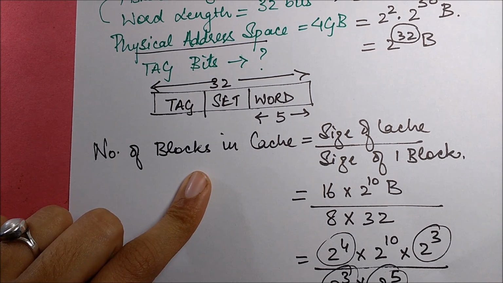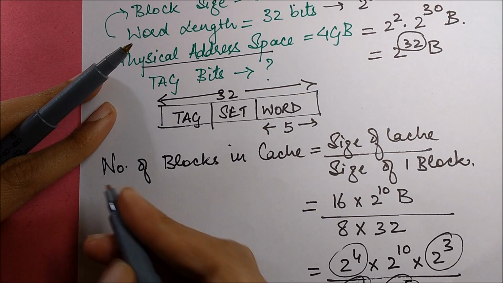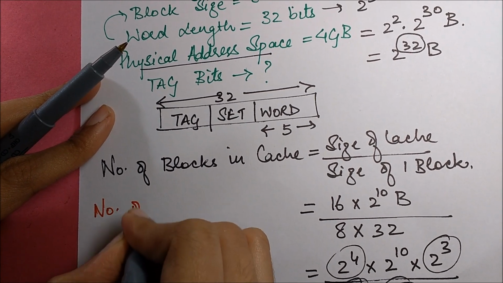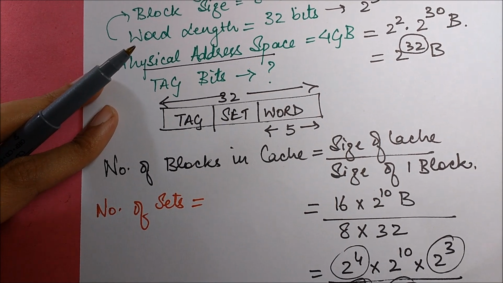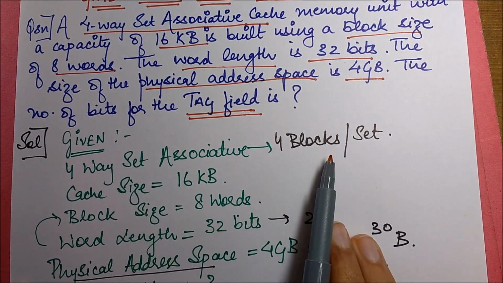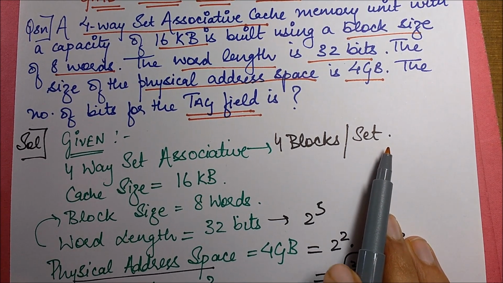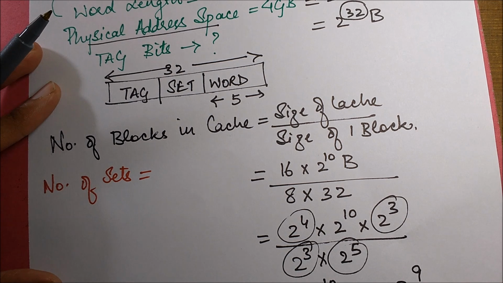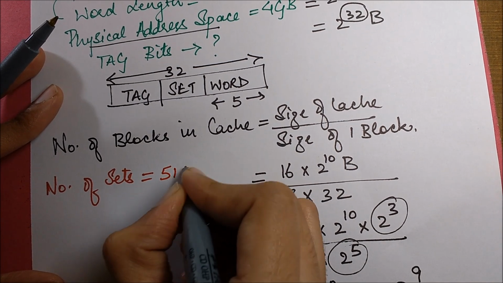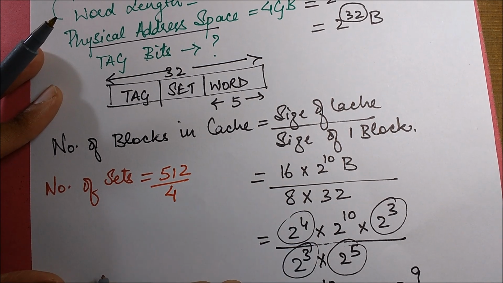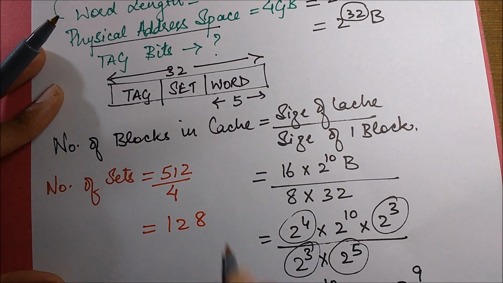But what do we require? We require the number of sets. Right. So number of sets is what I'm going to find next. Number of sets is what? We have written that there are 4 blocks per set. So in one set there are 4 blocks. If I have this many total blocks, how many sets would be there? 512 divided by 4. Right. So this is 128.